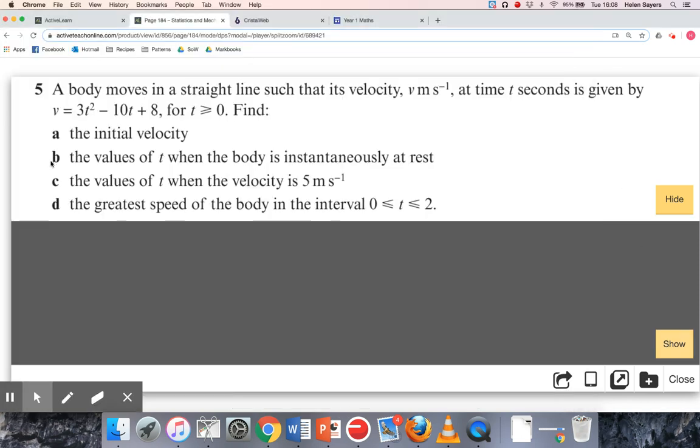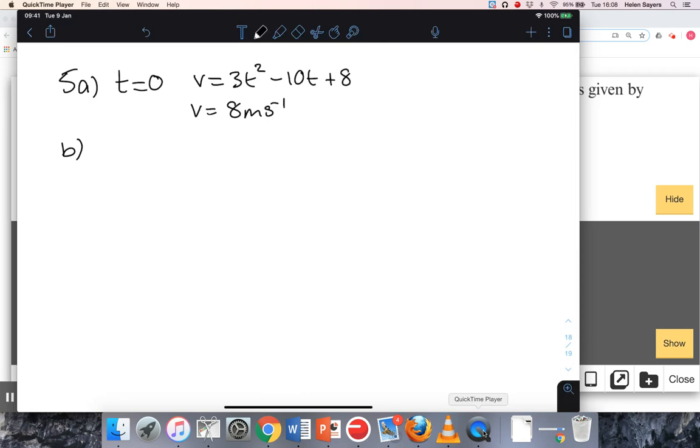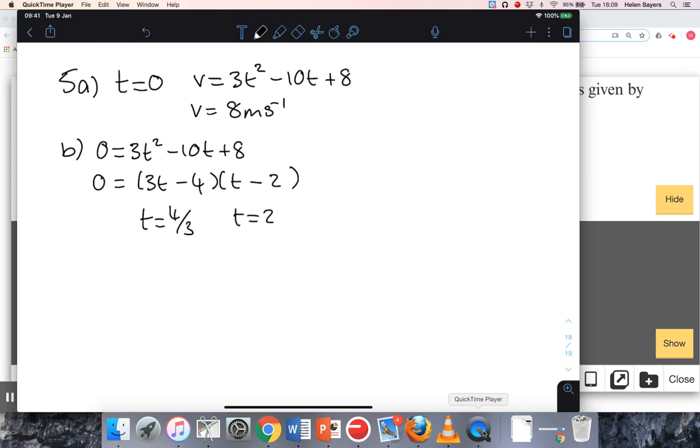Okay. Then we need to find the values of t when the body is instantaneously at rest. So it's going to be at rest when its velocity is 0. So there's the velocity 0. That's just solving a quadratic, so you can put that straight into your calculator. I think this probably factorizes. If I do minus 4 and 2, I think that works. So I get t is 4/3 or t is 2, and they're both in seconds.